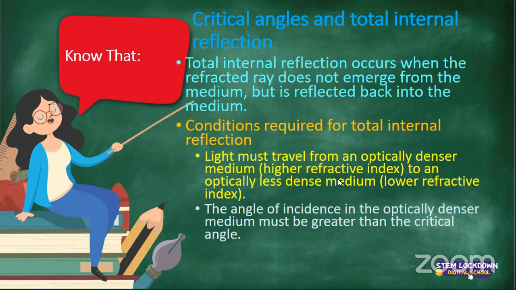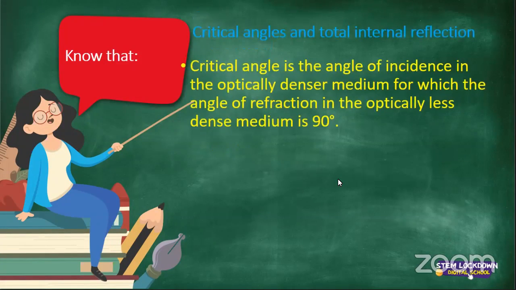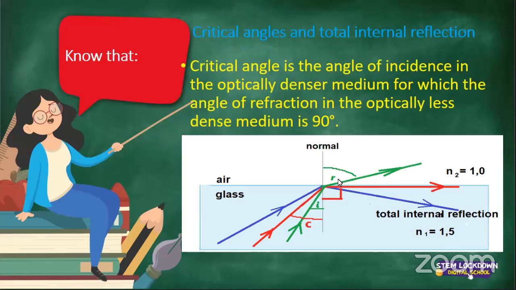Now, what is the critical angle? The critical angle is the angle of incidence in an optically denser medium for which the angle of refraction in the optically less dense medium is 90 degrees. So now, for total internal reflection to occur, light must be traveling from an optically denser medium to an optically less dense medium. Now, as you can see, this blue light here has undergone total internal reflection. It has been reflected back into water, where light was traveling from an optically denser medium.